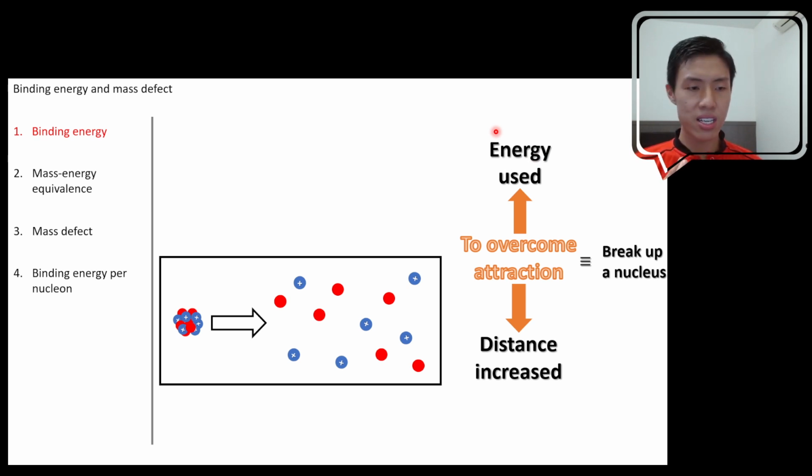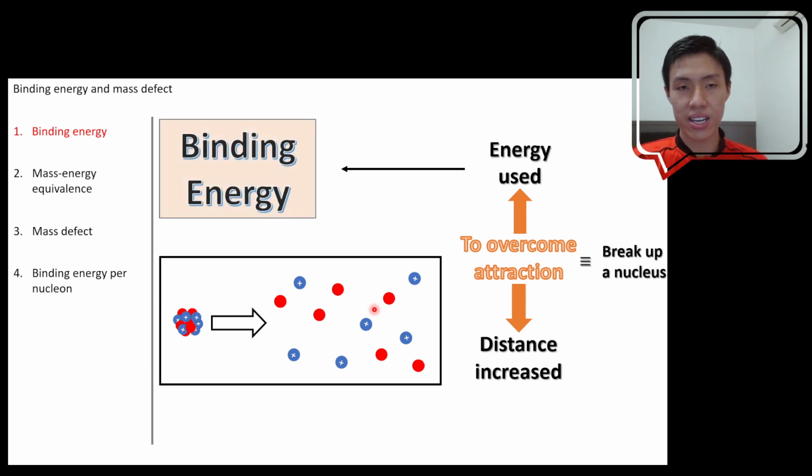Think about something stuck together by glue. If you want to break them apart, you have to apply your own energy in order to pull it apart. A similar idea applies here. We want to overcome the attraction, the very strong force, so we need to use energy to break it apart. For the breaking of a nucleus, the energy used is identical to the energy that is released when we form a nucleus. So this energy used is also called the binding energy.